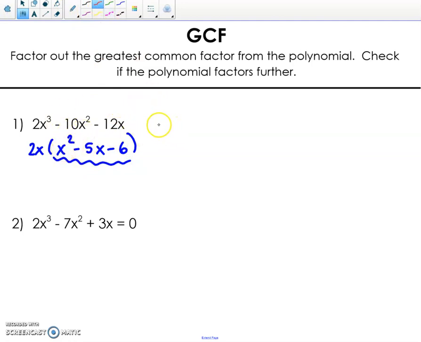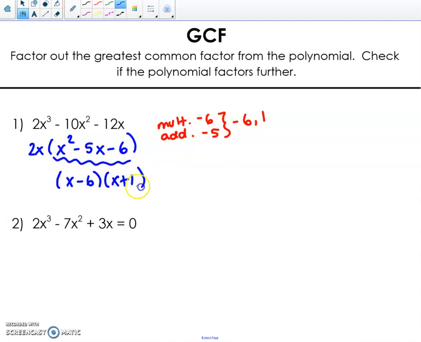Since a is 1, we're going to come up with two numbers that multiply to -6 and add to -5. That's going to be -6 and +1. Since the a value is 1, we can just use our shortcut. So we have x minus 6, x plus 1. Since 2x was what we pulled out from the GCF, we're going to make sure we put that back in front, and this is fully factored. Once you get it down to a linear, you know you're good. If you have a quadratic, we just have to check if it can factor further.